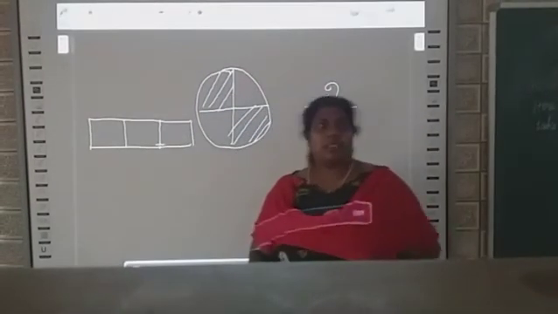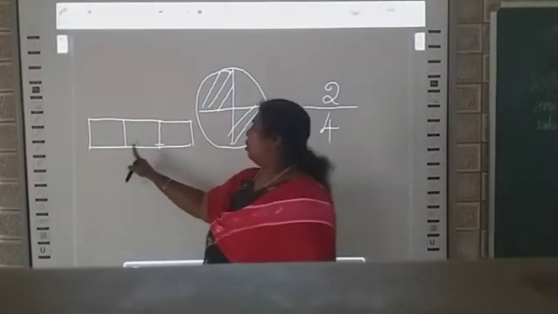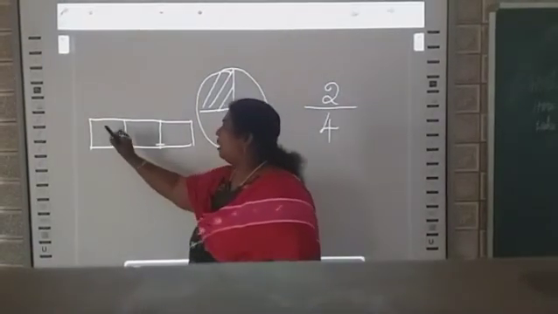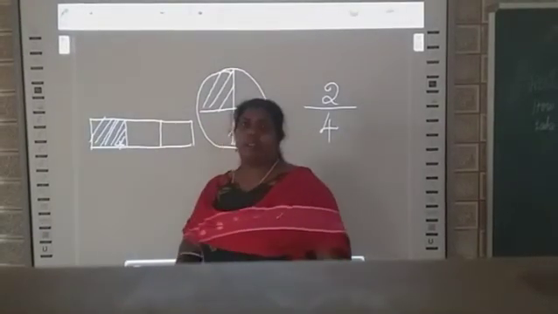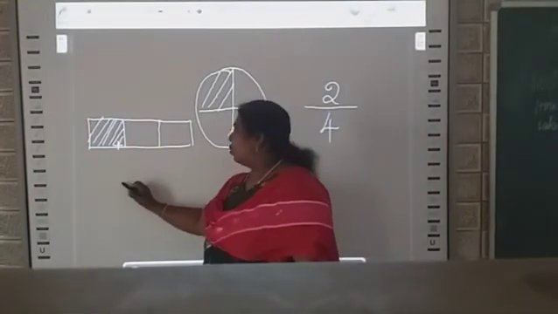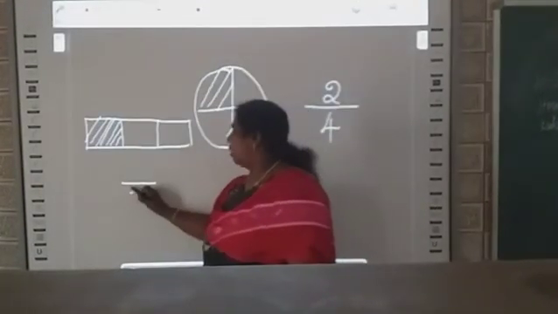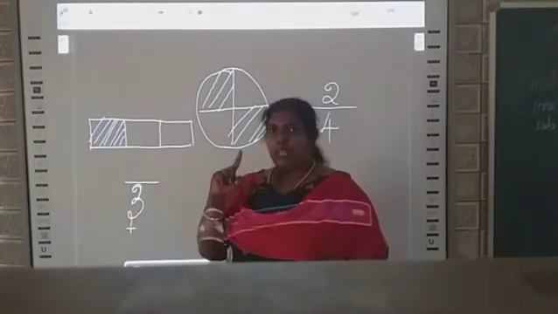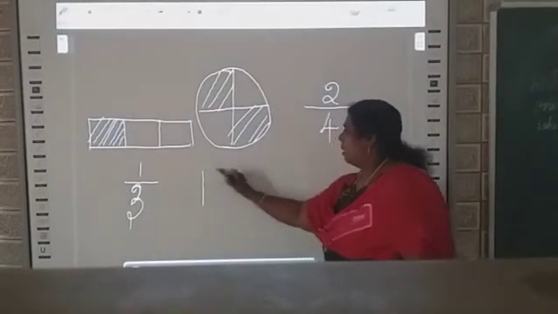Here the rectangle shape I am dividing into how many parts? 3 parts. 1, 2, 3. I am going to shade only 1 part. So how can you write the fraction? The total number we want to write down. Total number is 1, 2, 3. 3 parts are there. Then how many parts are shaded? Only 1 part. That is 1 only. Understand? Next example.